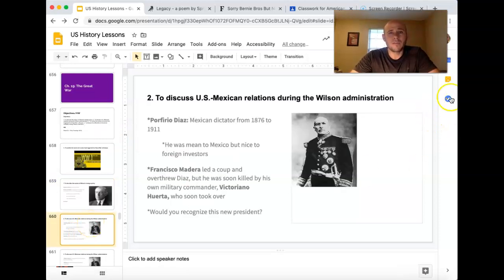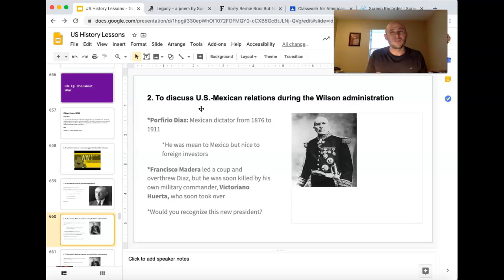One thing Wilson had to do right off the bat was deal with some U.S.-Mexican relations. Porfirio Diaz was the Mexican dictator from 1876 to 1911. He was a ruthless guy. The Mexicans didn't like him, but other nations tolerated him because he was all about trade.